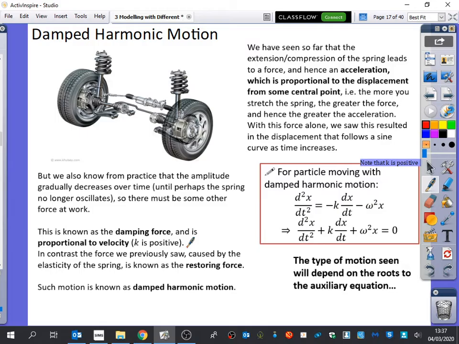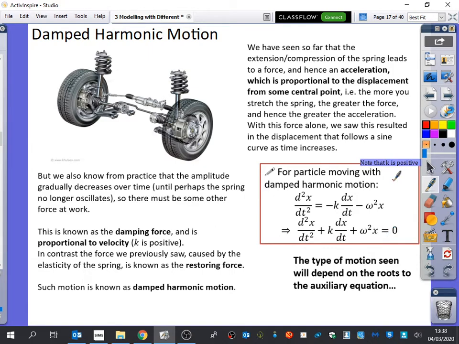In contrast, the force that we previously saw, which was caused by the elasticity of the spring, was known as the restoring force, because the spring is always trying to pull it back to where it was in its equilibrium, hence it being a restoring force. It's trying to restore it back to normal. Such motion is known as damped harmonic motion. So you don't actually need to memorize this, but we just need to work out what is going on here.